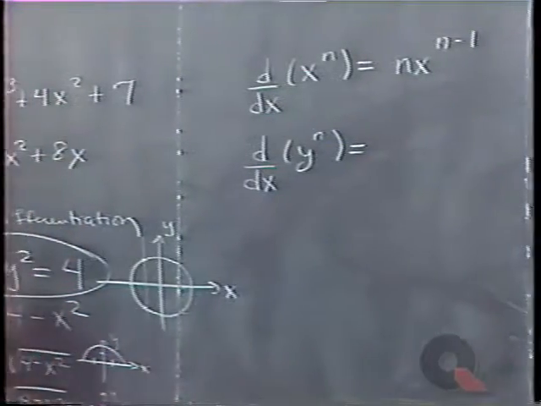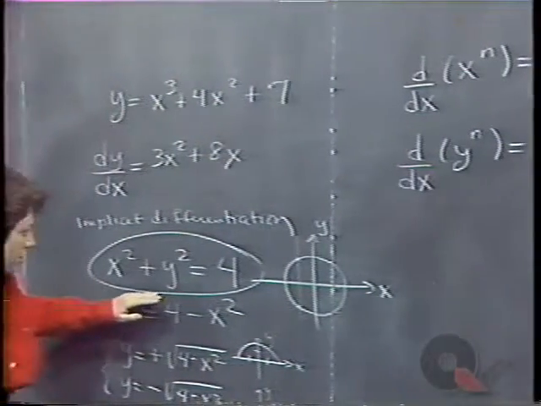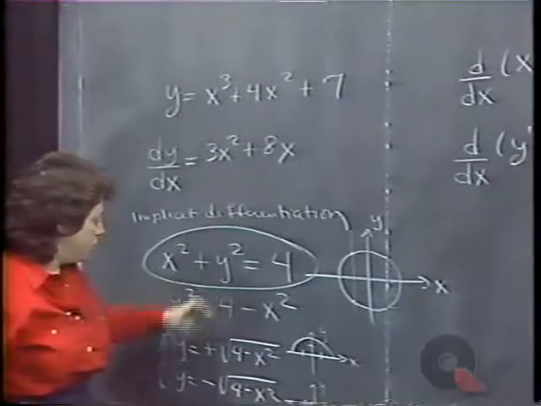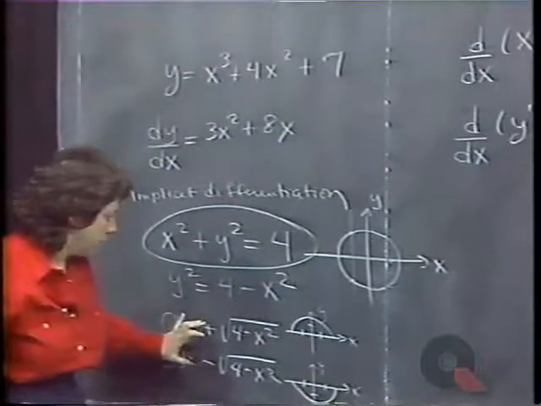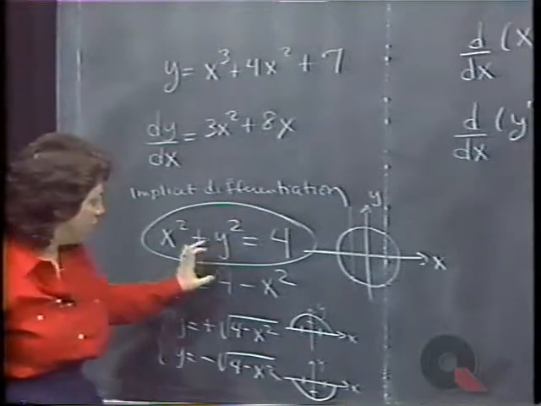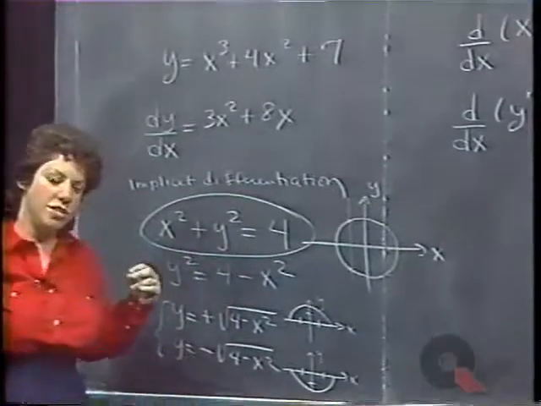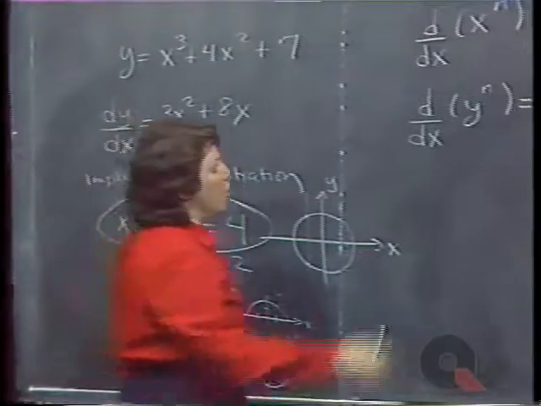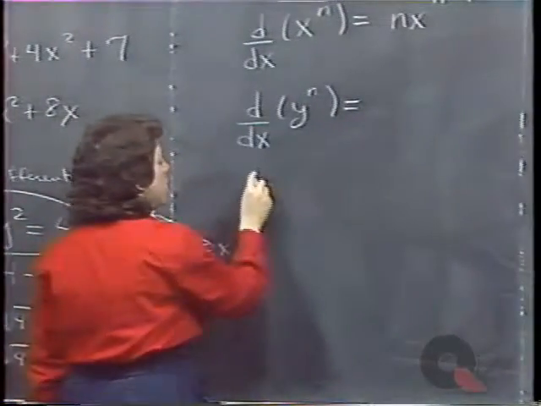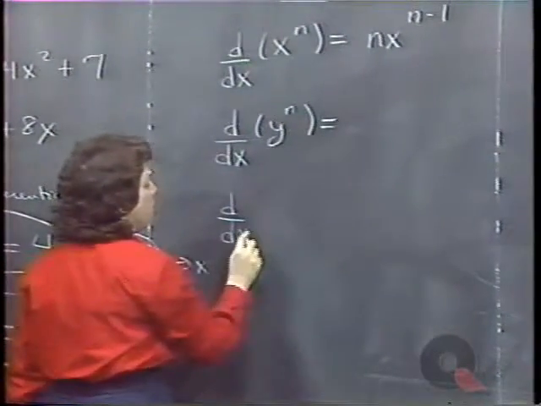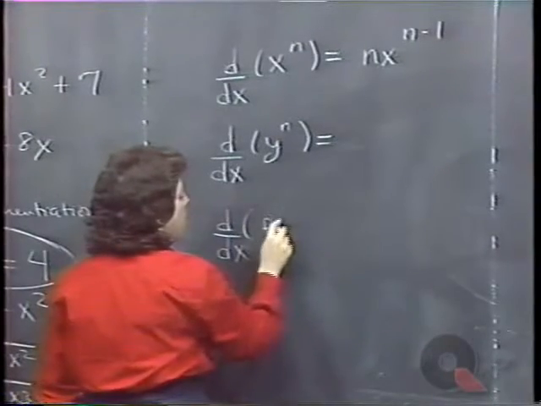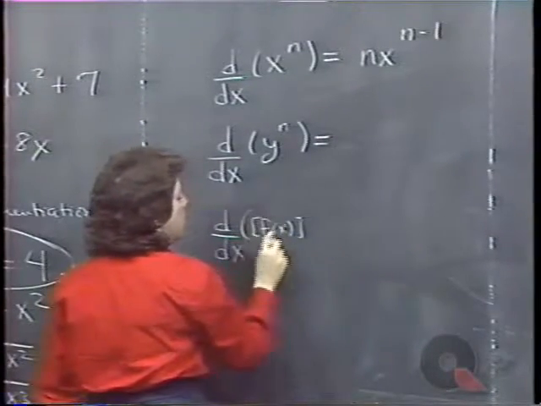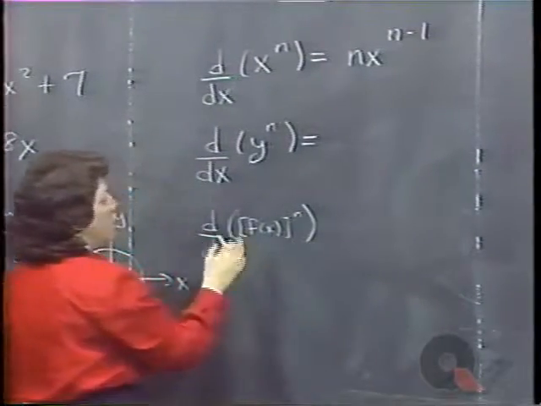Now, remember, in a problem like this, y is really a function of x. It may not be written explicitly, y equals some function of x, but we understand that y is some function of x. So when you're differentiating y to the nth power, you really should be following the rule for differentiating a function of x to the nth power.